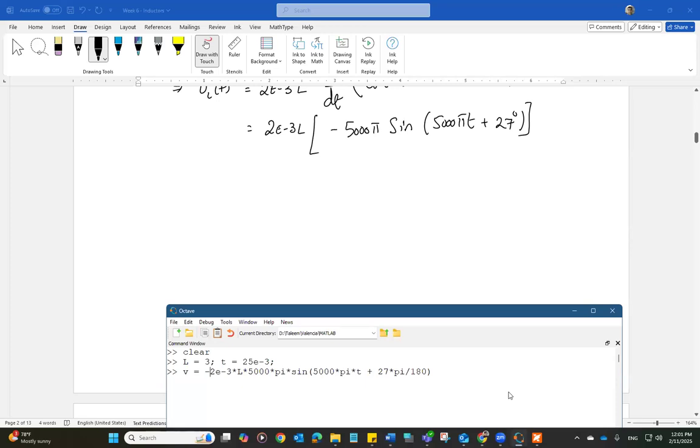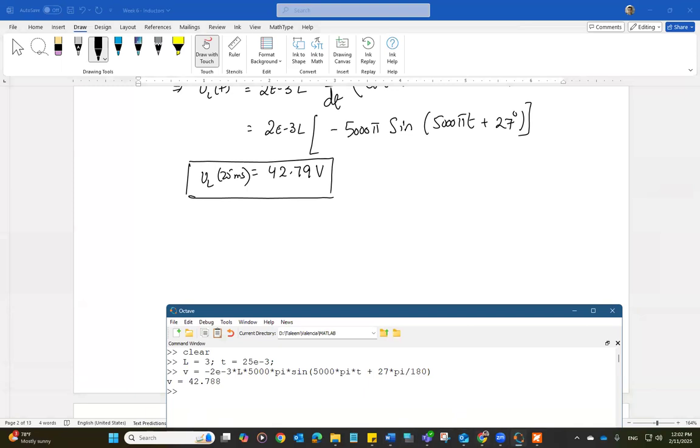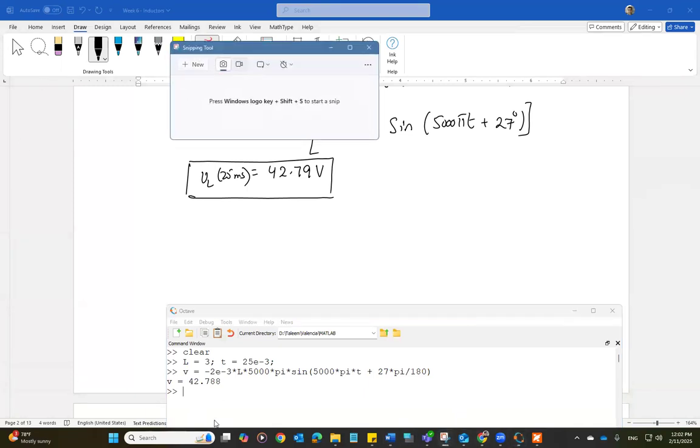So I believe this is 2 exponent negative 3 times L, 5000 times pi, sine(5000 pi t plus 27 pi by 180). So that is 42.788, and that is at 25 milliseconds. And I can put this work as well.